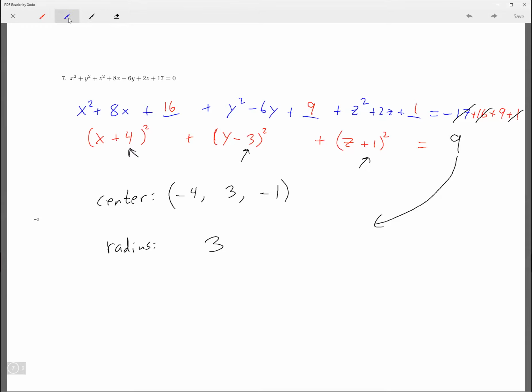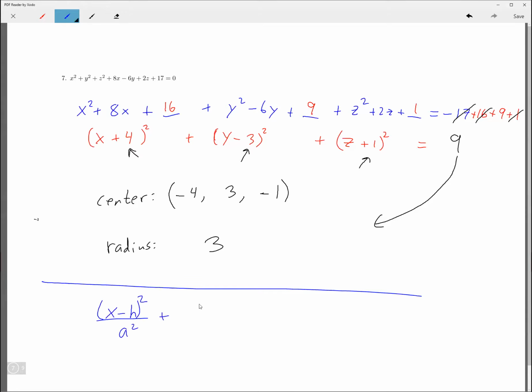Ellipsoid would be, if you divide everything by 9, then you're going to get 9s over here and a 1 over here. So these are all 9, 9, 9. If you change these to different numbers, and you have a 1 over here, I'll just write it down. If you had x minus h squared over a squared plus y minus k squared over b squared plus z minus l squared over c squared equals 1, that would be an ellipsoid. And what we basically have is, if you take this 9 over here, it'd be 9, 9, 9, which is 3 squared, 3 squared, 3 squared. Okay, that makes sense.